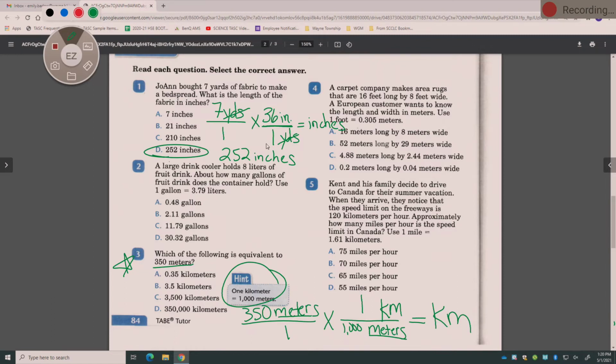So then I have 350 times 1 is 350 over 1,000. And that, when I divide it out, is 0.35 kilometers.